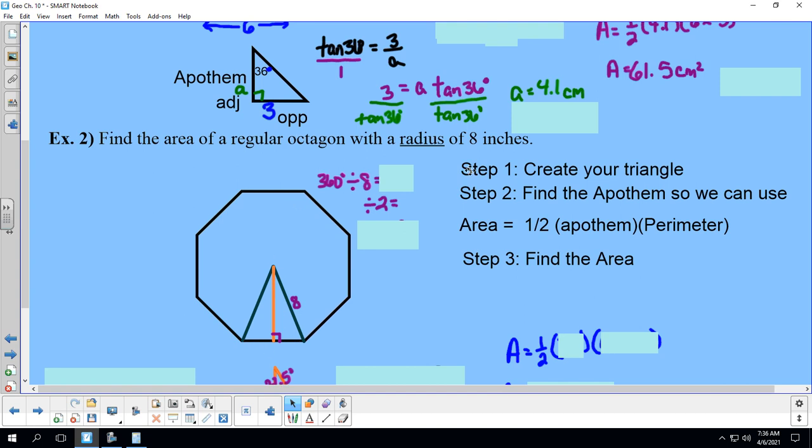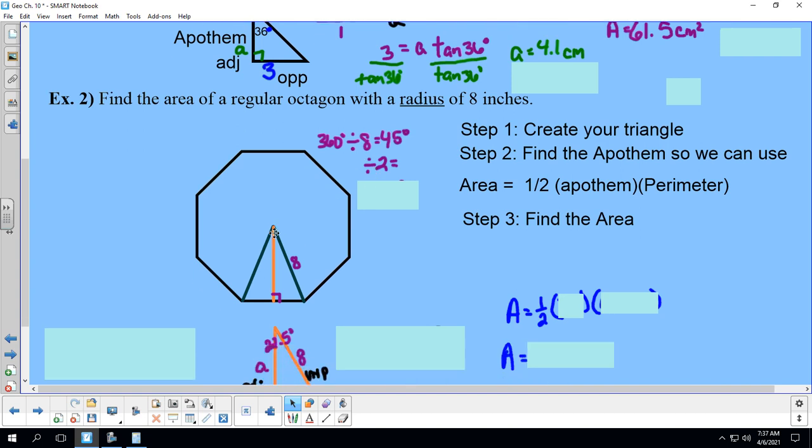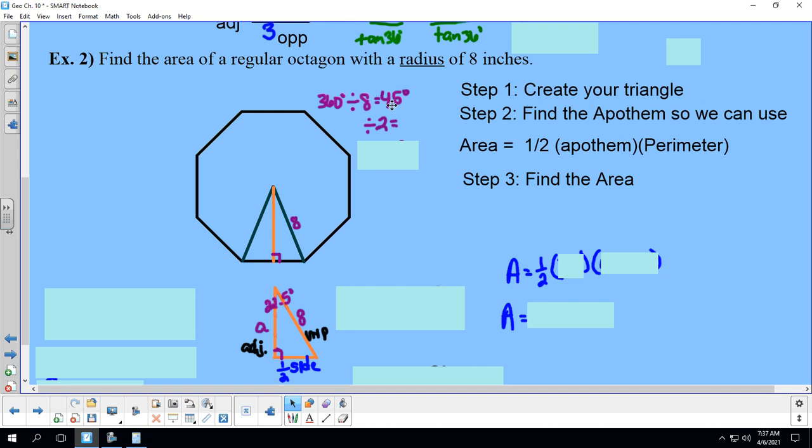So here, the steps are the same. We create our triangle. Here it is in our octagon. So this is 360 degrees. It's an octagon, so we divide by 8. So our central angle is 45 degrees. Then we cut that in half because we want a right triangle. And we see that our angle for our trig is 22.5. Because we're given the radius, that is our hypotenuse. So when we're doing our trig, we have the adjacent side, which is the apothem. So now we created our triangle.